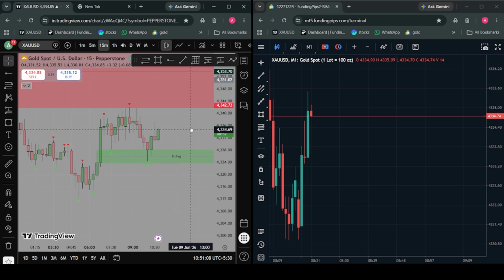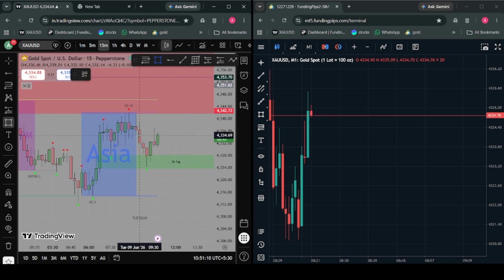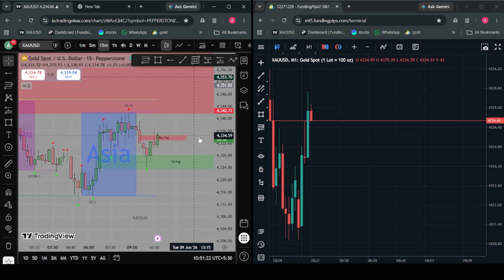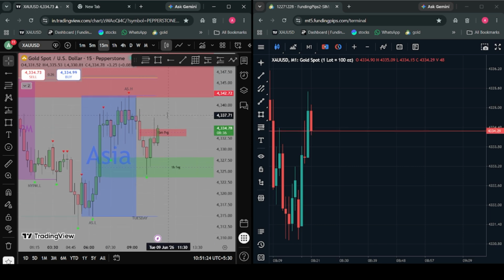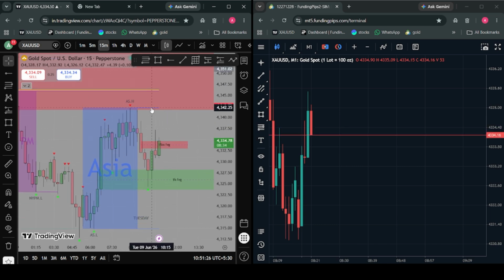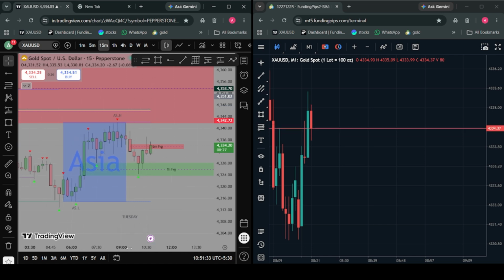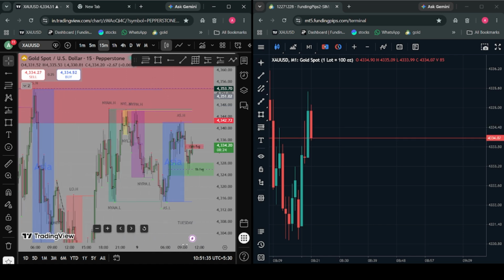15 minutes and we see a fair value gap right here. This is a 15-minute. So if this inverses, then we can target 4342, 4346, and maybe even the previous day. जैसे कि आप देख सकते हैं यहाँ पे बहुत सारे इक्वल हाइज रेस्टिंग है, यहाँ पे हाई है.